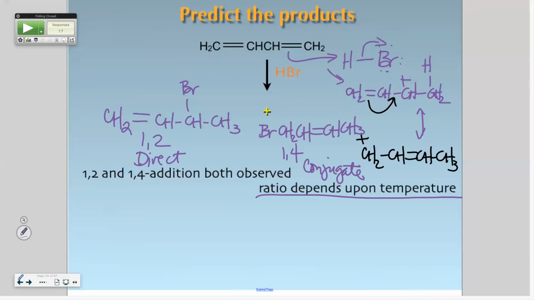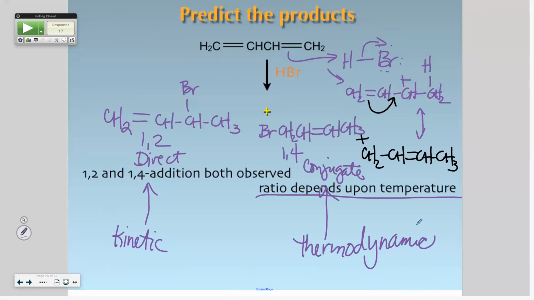When you look at this, this one is referred to as the kinetic product. I may have this on another slide. And this one is referred to as the thermodynamic product. Thermodynamic is more stable. Kinetic is formed faster.